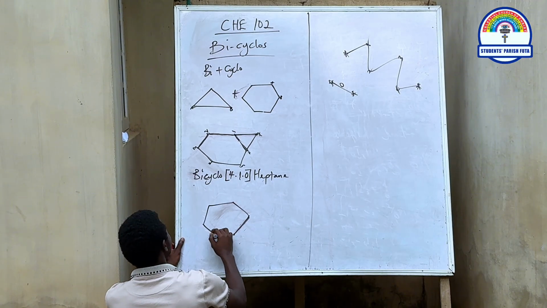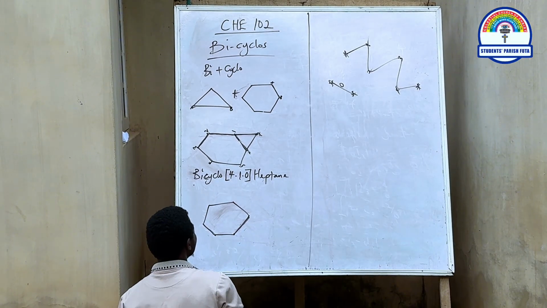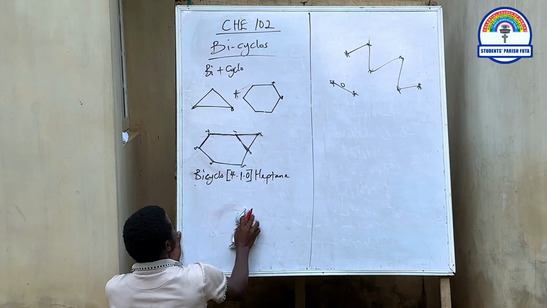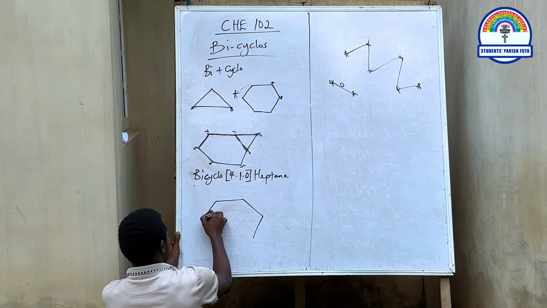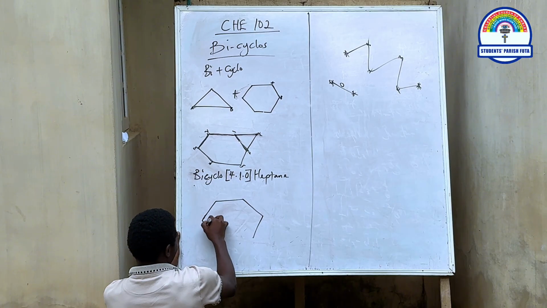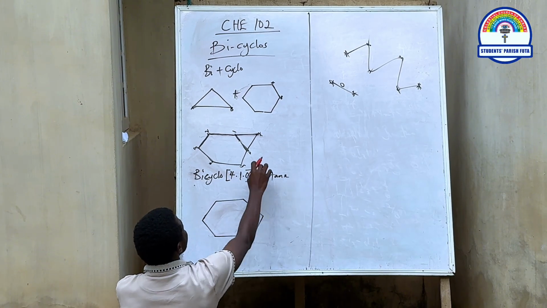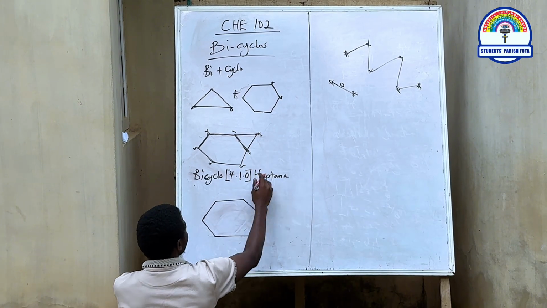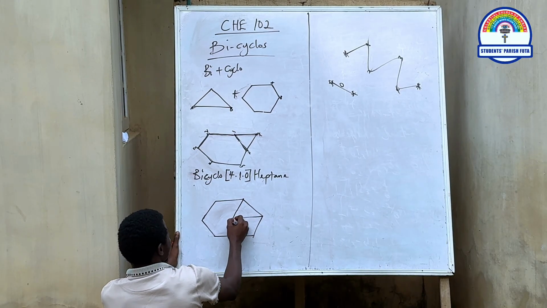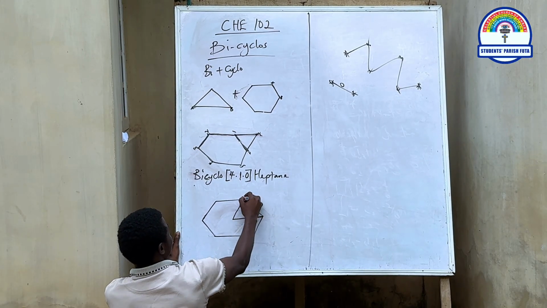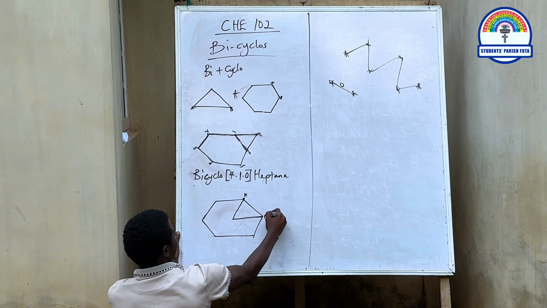Another thing I want to say is that your bicyclo is not always in this form. I want to draw this in another way. Instead of putting this one outside, I want to bring it inside. I want to close it, so I want to fold it inside. Look at still my A.